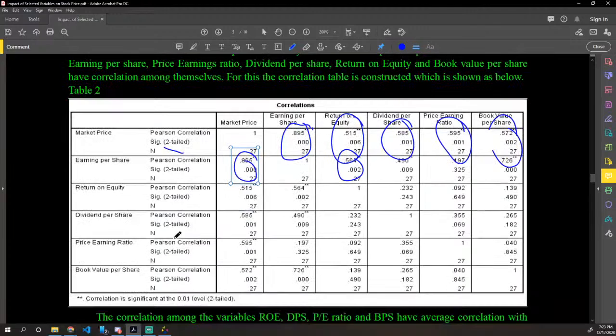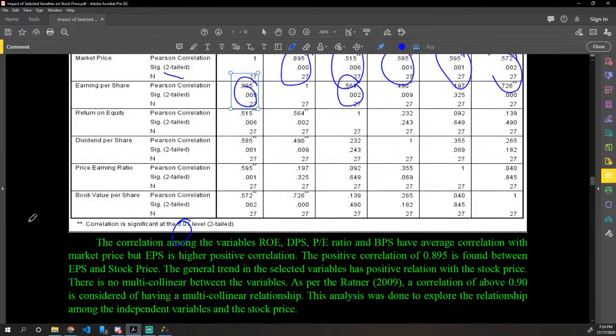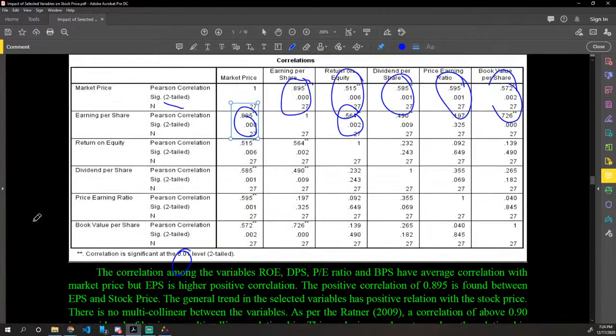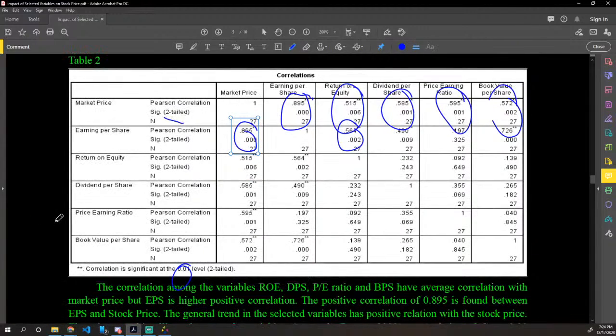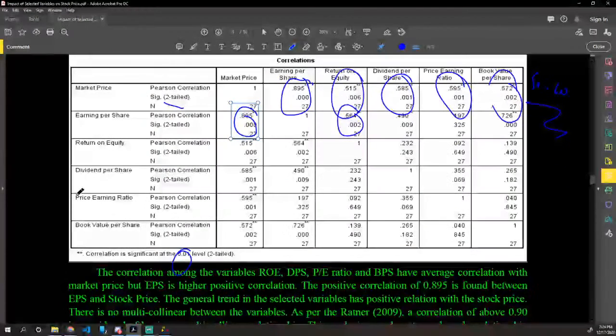N is 27, so of course you have to do a t-test. The correlation is significant at the 0.01 level, so that's 1%, yeah. So the correlations among the variables: we have average correlation with market price, but EPS has a higher positive correlation. Yep, that's correct. The rest are basically hovering around 50 to 60, right? So basically that's considered medium, I guess. That is highly correlated.